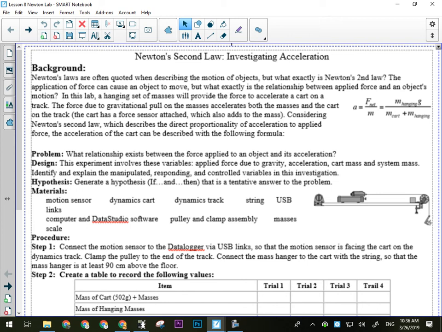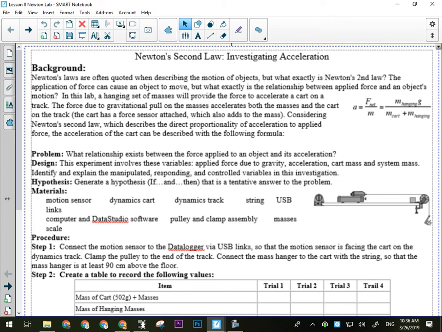I mean, in science, you're always confirming things. No matter how many times they've been proven true, they can still be proven wrong. Okay, so we want to make sure and verify that Newton's second law is going to hold up and behave the way we predict. Okay, so the background is that Newton's second law says acceleration of an object is related to the net force and the mass of the object.